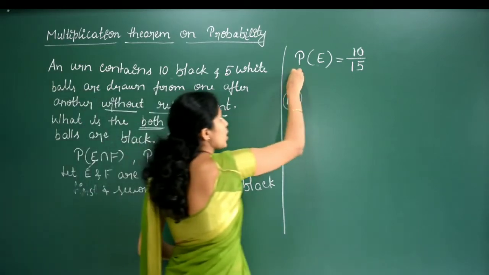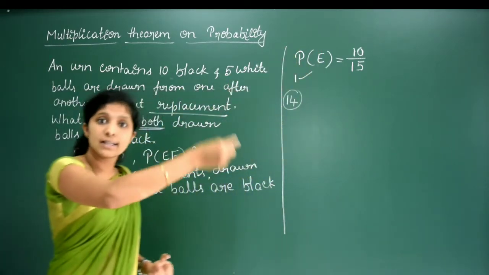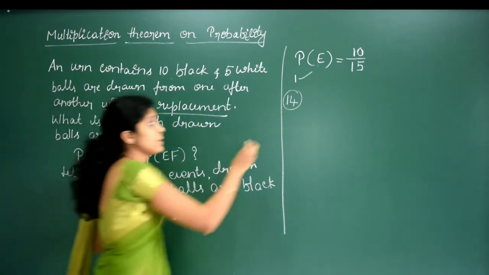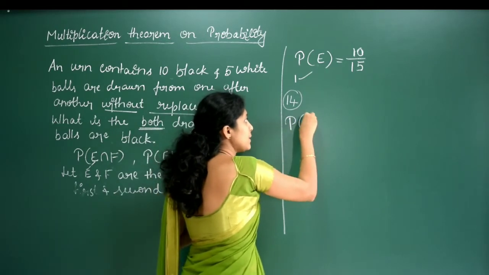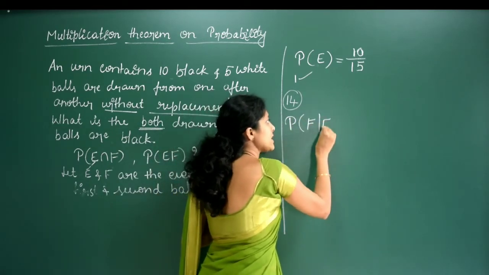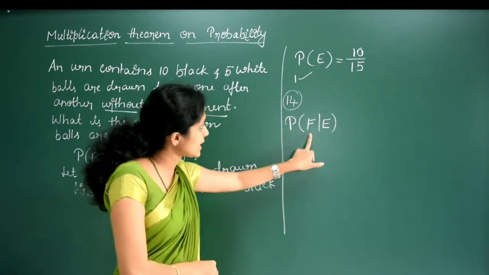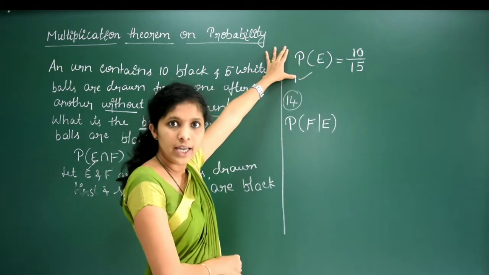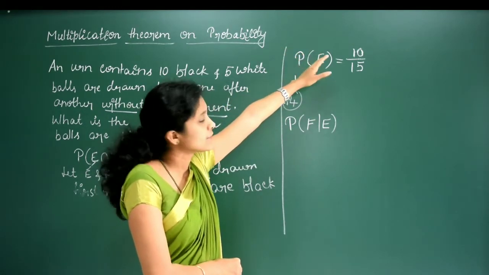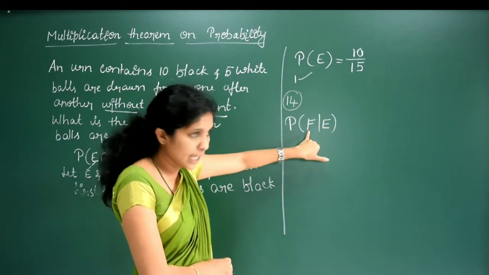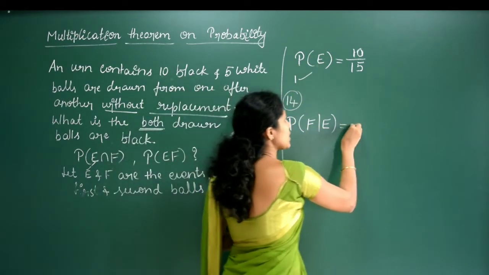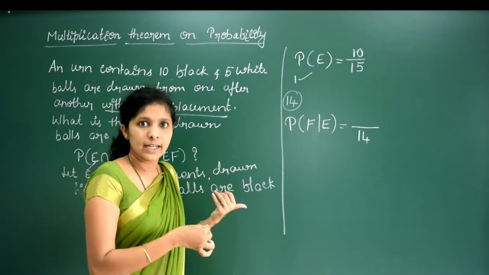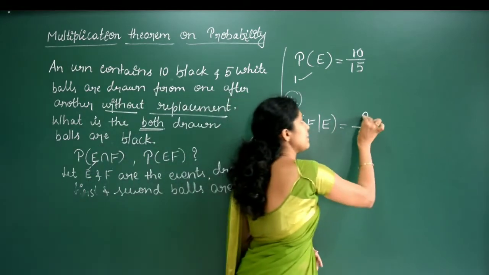One black ball is drawn now, right? One event has already occurred. Now you are finding the probability of F where E has already occurred. That means we can write P of F given E. Is it clear? Conditional probability of F where E has occurred. E is done, and the probability of E is 10 by 15. Now the probability of F given E is equal to, total number of balls now 14, and getting a black ball will be 9 because only 9 black balls are left. That is 9 by 14.